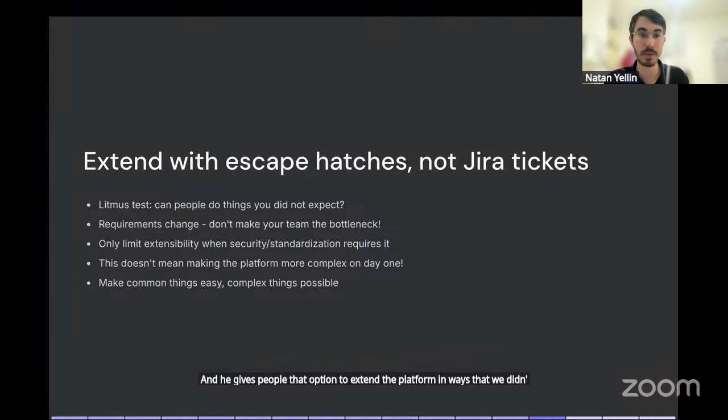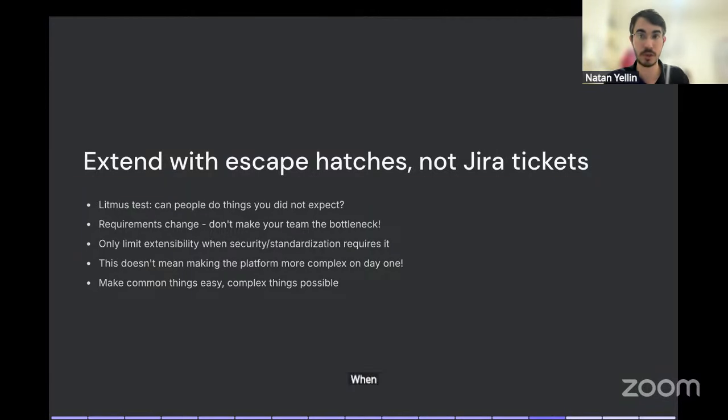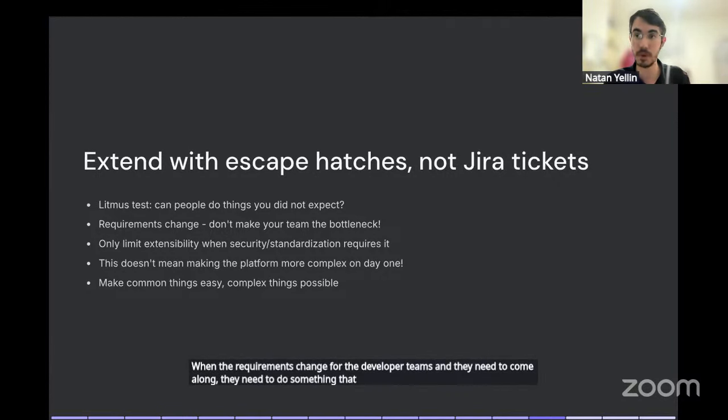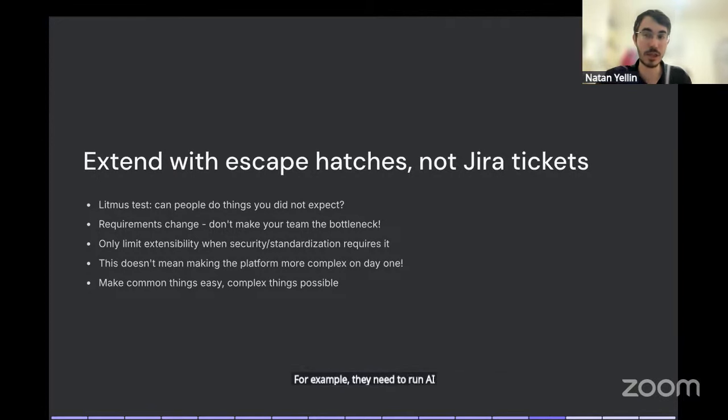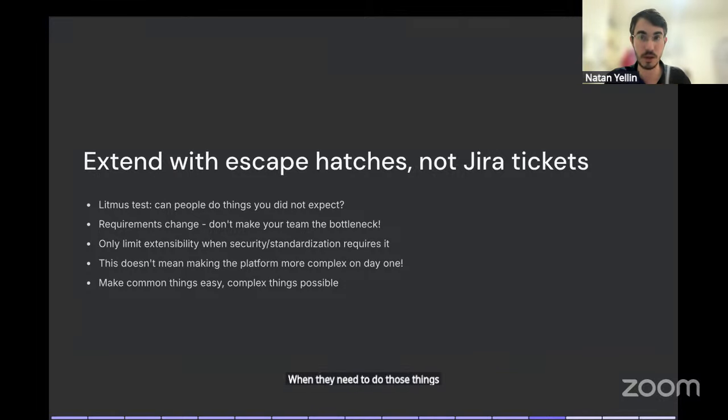So when you're designing platforms, you should ask yourself, when the requirements change for the developer teams, and they need to come along and do something that we didn't plan to support. For example, they need to do canary deployments. For example, they need to run AI workloads, and now they need to put in node selectors because they need to run on GPU instances. And we never thought of that, right? They need to do all sorts of things with the platform that we did not anticipate. When they need to do those things, can they do them without us or not?